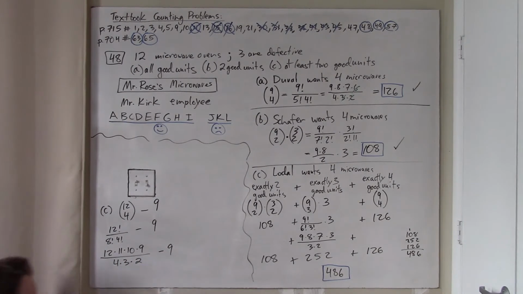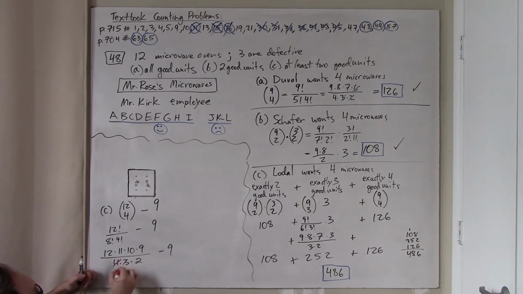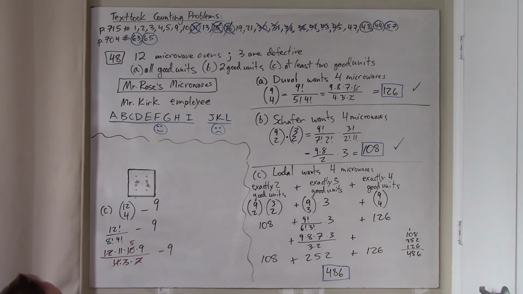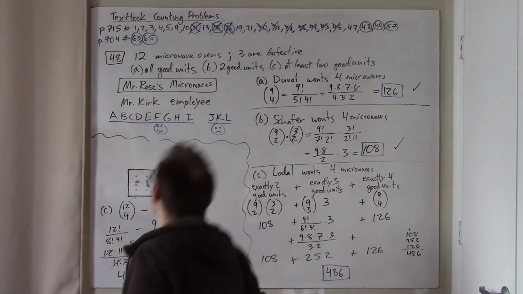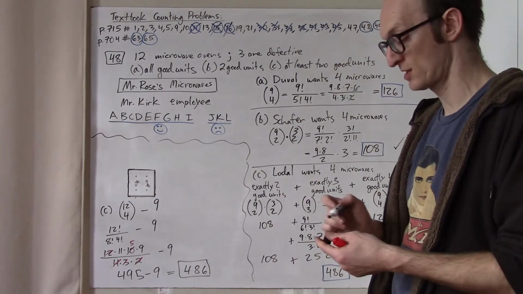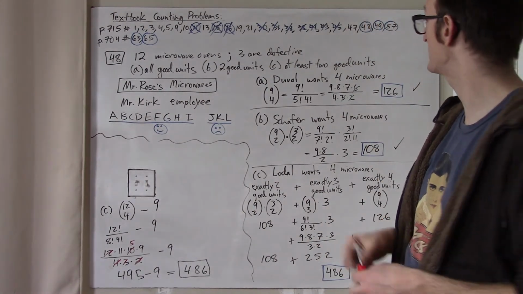And this is maybe too much arithmetic for me to do in my head. Maybe not. These cancel, and that cancels with a 5. So 55 times 9. No, let's do 99 times 5. 99 times 5 is 495 minus 9. And indeed I get 486. This is called complementary counting. This was a lot less work, but you had to kind of think to do this. Okay, so these are two ways of solving 48C.